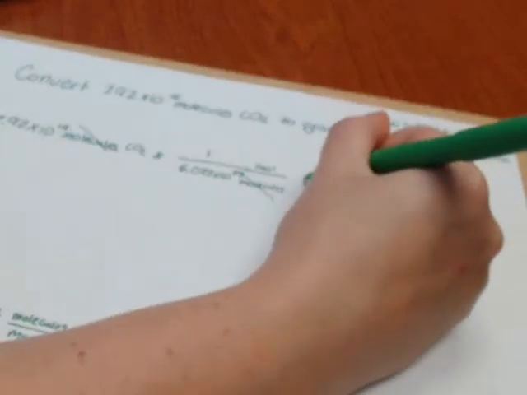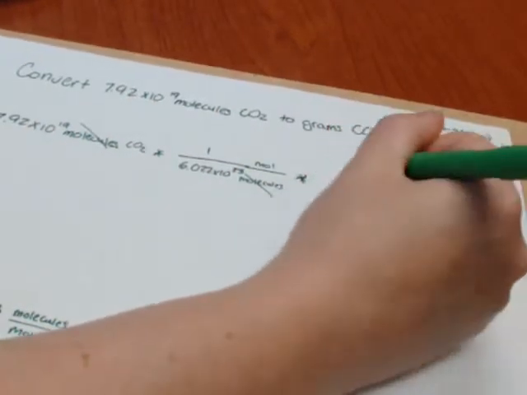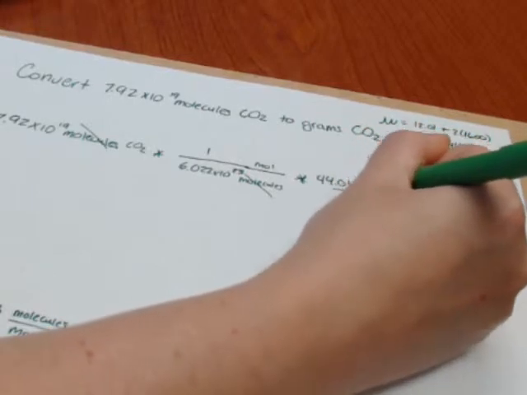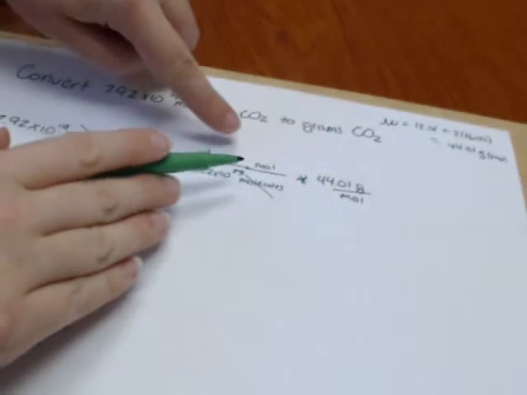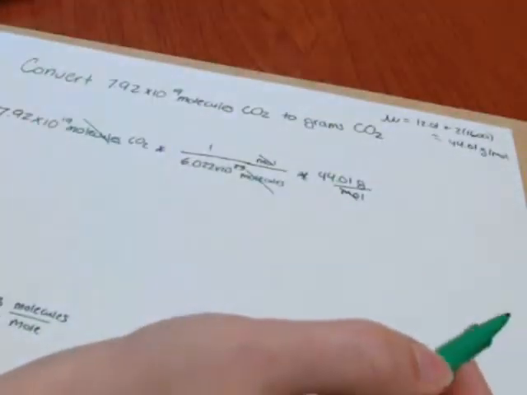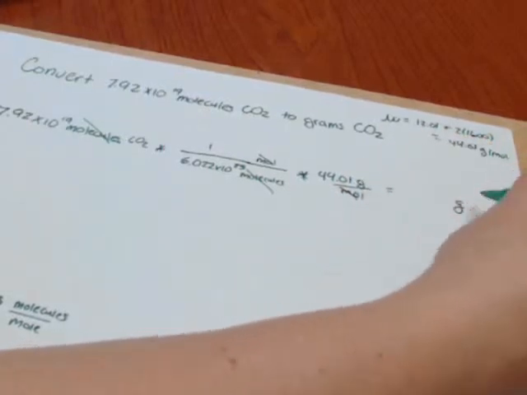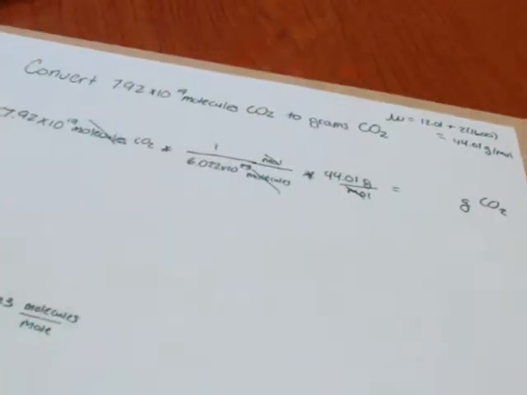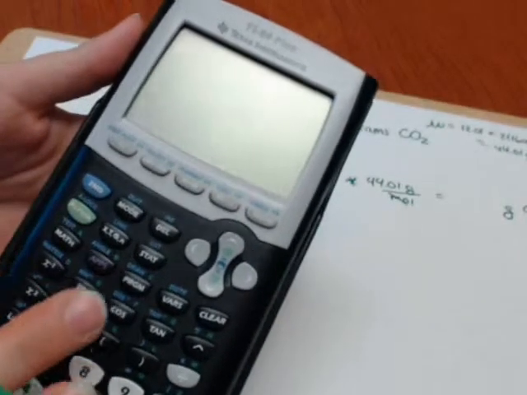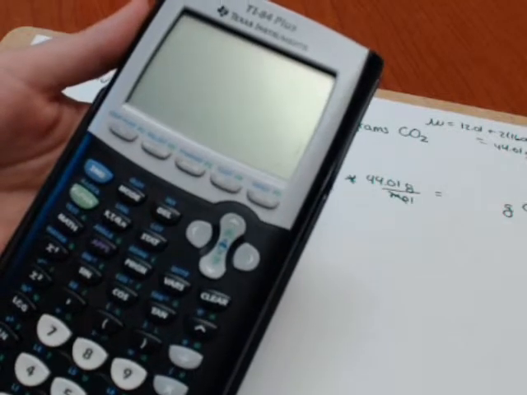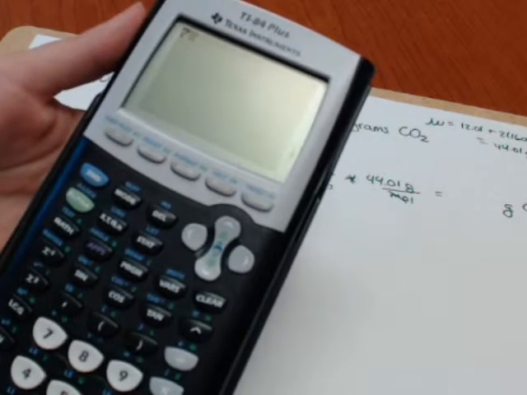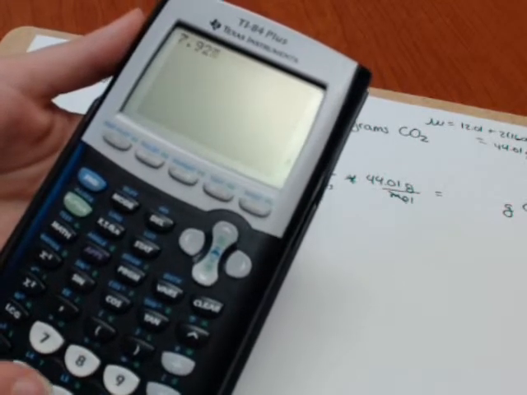So here, let me multiply by that, 44.01 grams per mole. Now, I've got moles on the top, moles on the bottom. That means that moles will cancel out, and I'll be left with a final unit of grams CO2. Now here comes the tricky part, putting all this into your calculator. I'm going to be working off of a TI-84, but the concepts are the same regardless of what calculator you're working with. I'm going to start with my starting amount, which was 7.92 times 10 to the 19th.